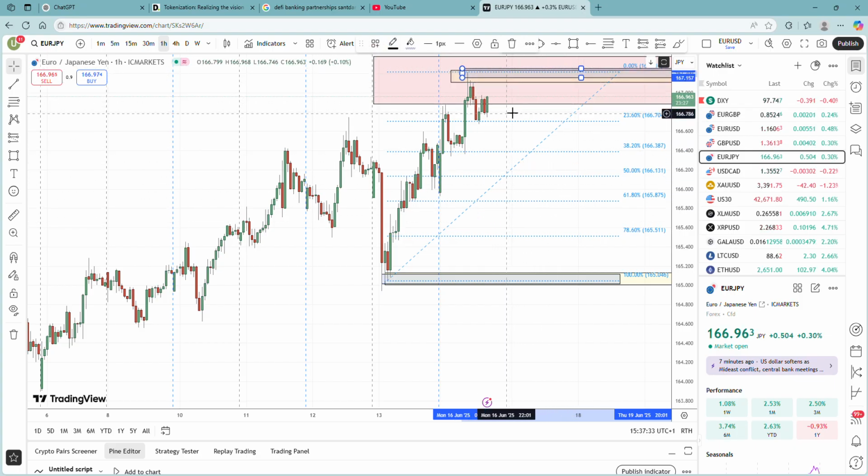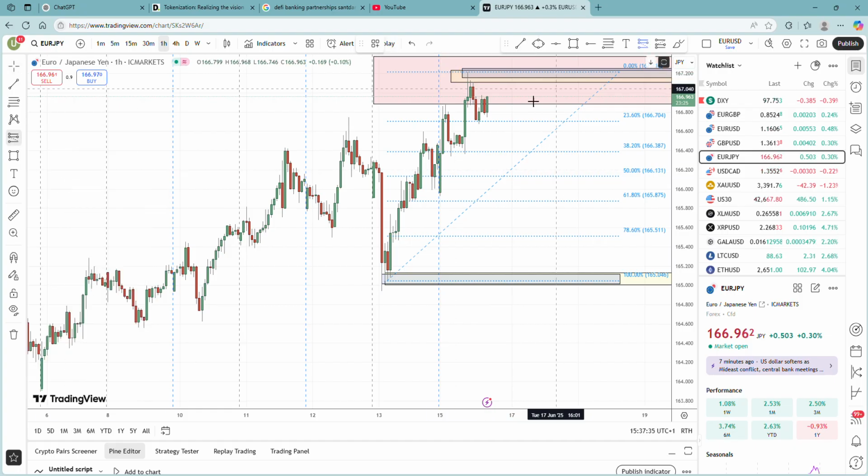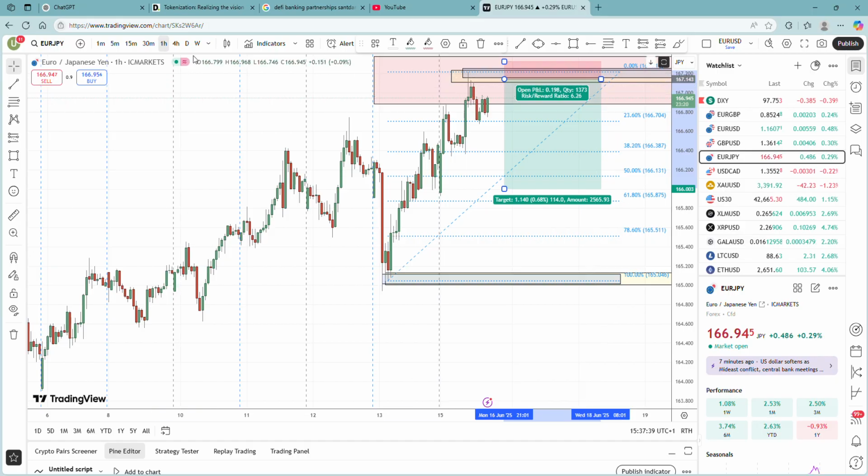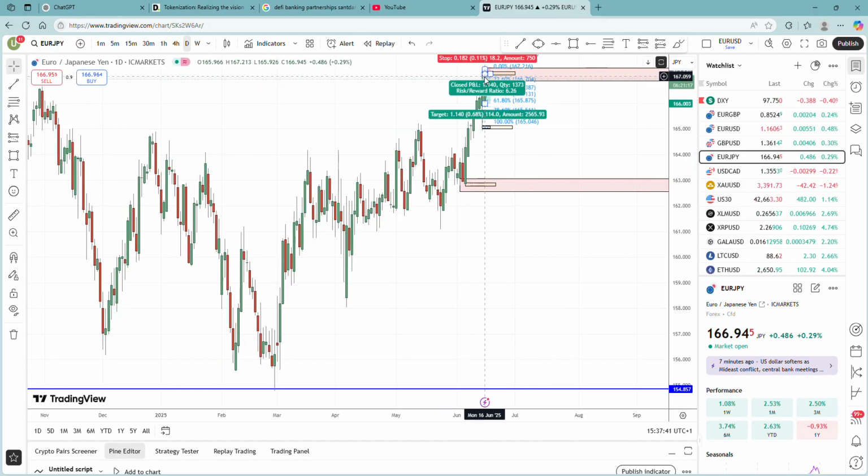Currently no trade. If we get a rejection around this area, then you can look for a sell trade, but it's not 100% confirmed, because if you look on the daily candlestick is continuing to be bullish.